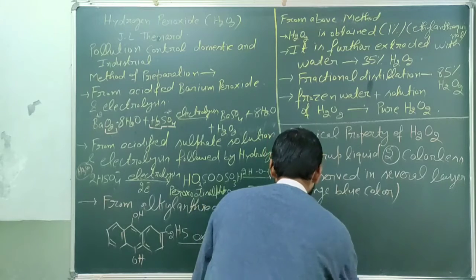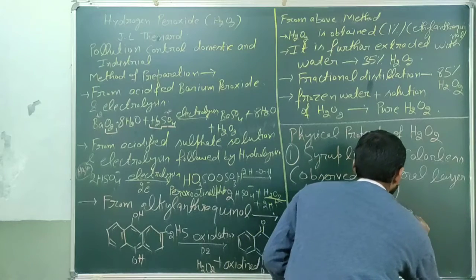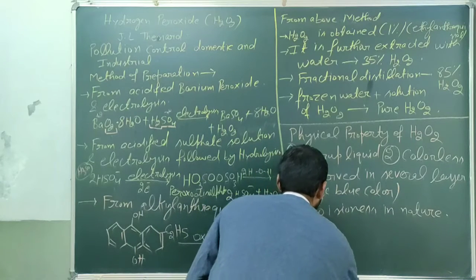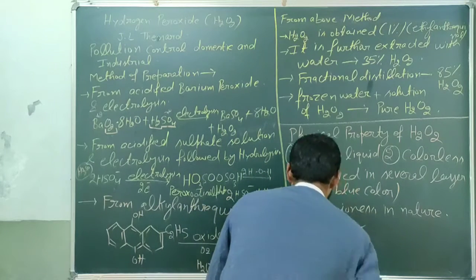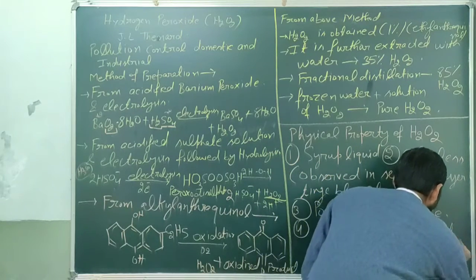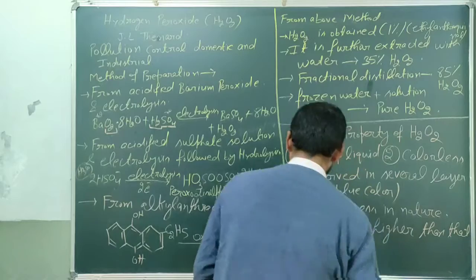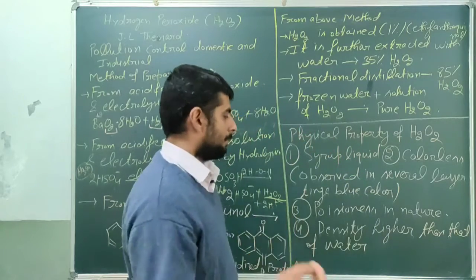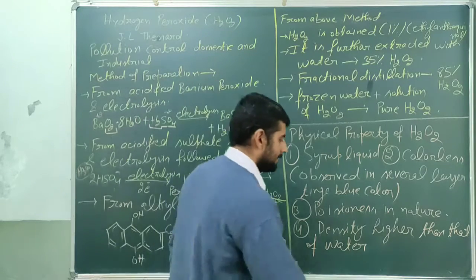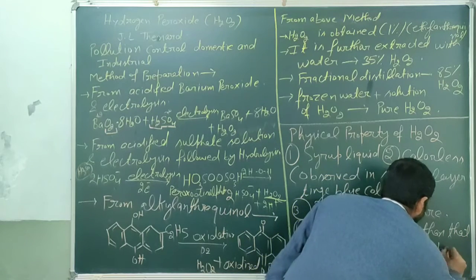Third, it is poisonous in nature. Then fourth, density. बच्चों, the density is higher than that of water. The question is why the density is higher than that of water. The reason you can give is because of intense hydrogen bonding.